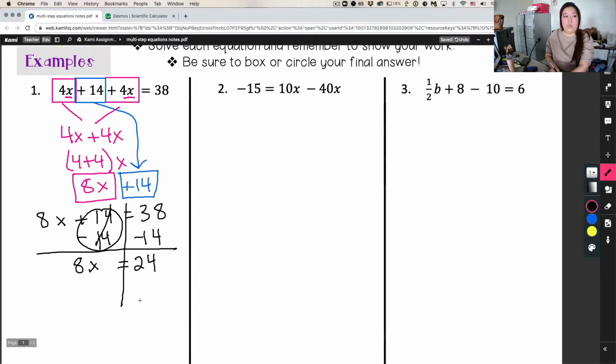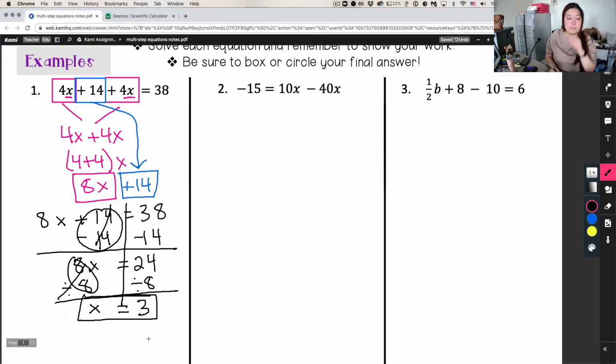Now we can divide. We have 8 times x, so we will divide by 8 to get rid of it, so we can isolate the variable. We want x by itself. This goes away, so we have x left. x equals 24 divided by 8, which is 3. And that's our answer.